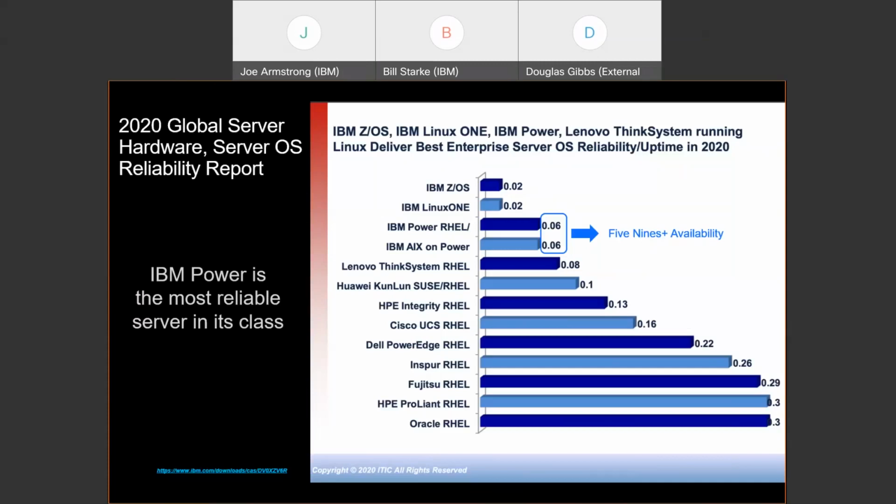Well, okay, so we have System Z up here, and that's not Power, but in the Power platform, compared to Intel, it is the most reliable. So we'll sit behind our mainframe brethren on that. And that's just been the case for years and years now. I don't think it's ever even disputed anymore. It's just the way it is. So I don't really have a whole lot more to say on that.